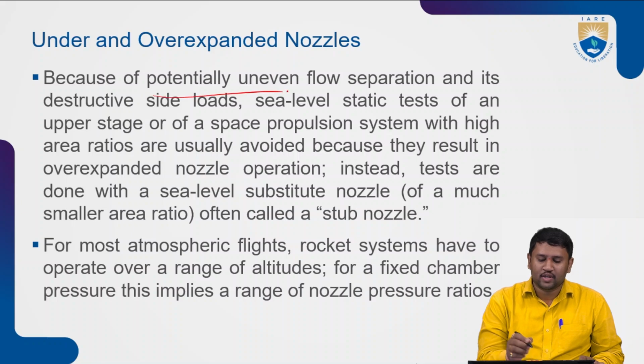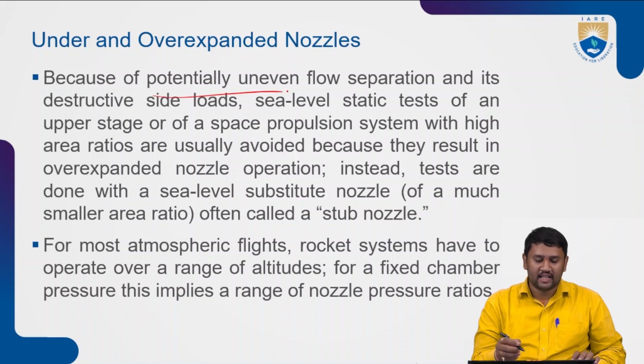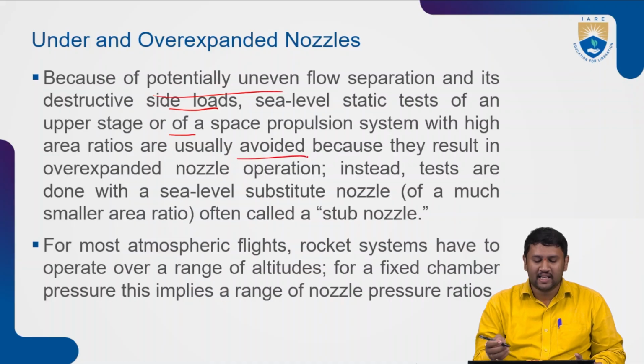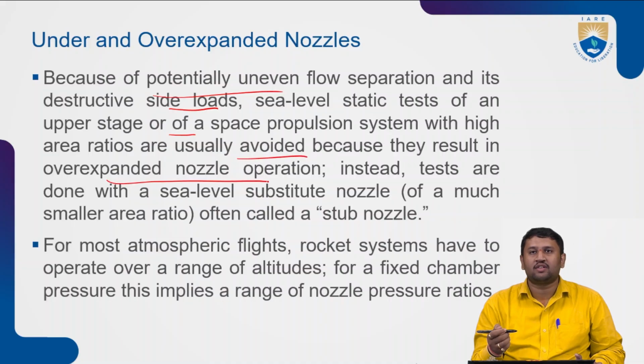Now, because of the potentially uneven flow separation and the destructive side loads, a sea level static test of an upper stage or of a propulsion system with high area ratios is usually avoided because it results in overexpanded nozzle operation. Instead, tests are done on a sea level substitute nozzle, also called a stub nozzle.